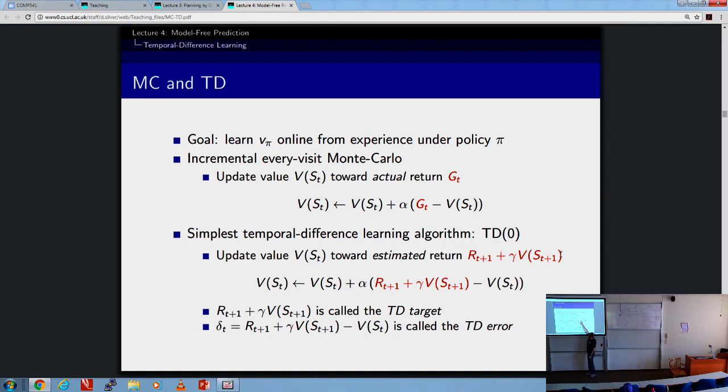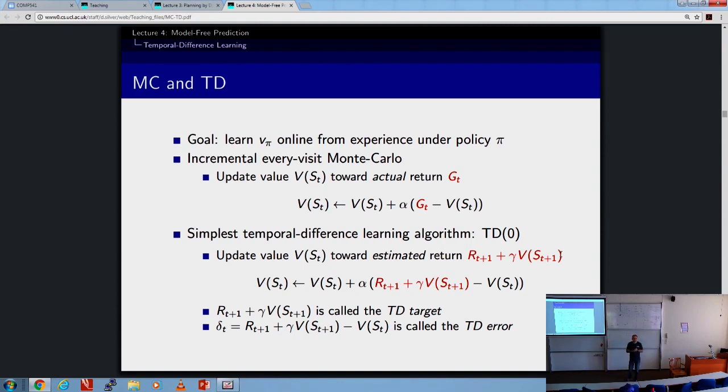So this becomes my target. If you notice the red parts, in MC, the return is the target. In TD, the immediate reward plus the next state's value is the target. Other than that, it's the same type of update. So now I can update after every move. I don't have to wait until the end of the game, and I don't have to run several episodes. Every time I take a step, it gives me a new target. Any questions about TD?